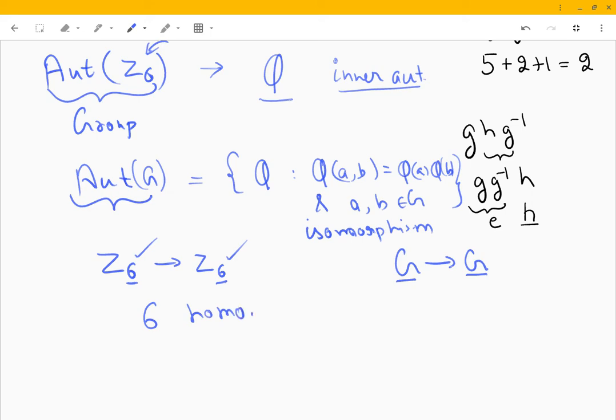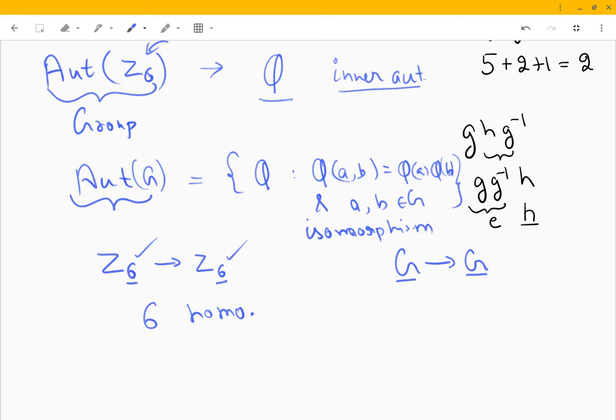And if you want me to, I can make a video on this. But no, why would I? There are videos on this. But I could not find a nice video on automorphism. Anyway, that is why I'm making this. So 6 homomorphisms from Z6 to Z6. And now how many of them will be isomorphisms?